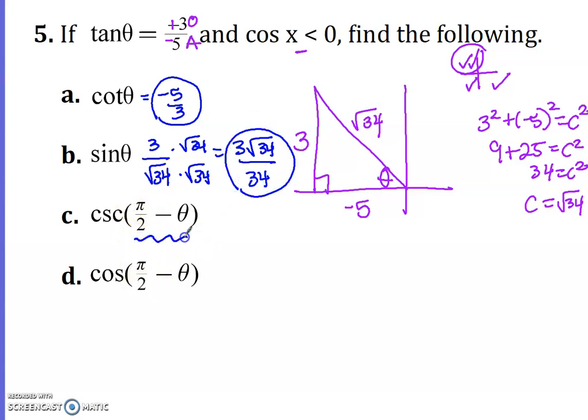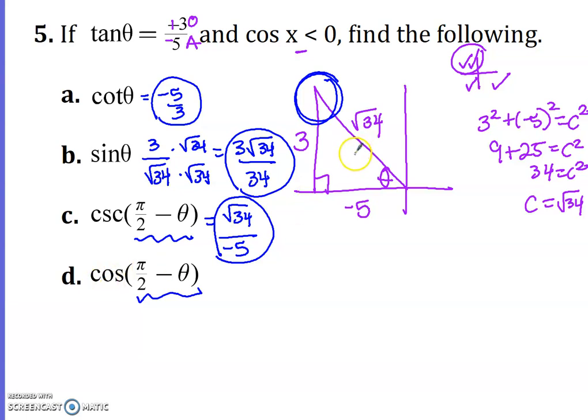These last two, we see this complement notation again. Again, pi over 2 is 90 degrees, so this is just saying the complement. So we come to this angle, and I'm reading it from here. Cosecant is hypotenuse, which is root 34, over opposite. Opposite that complement is -5.